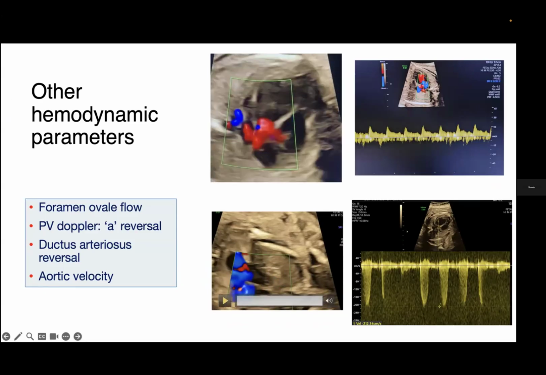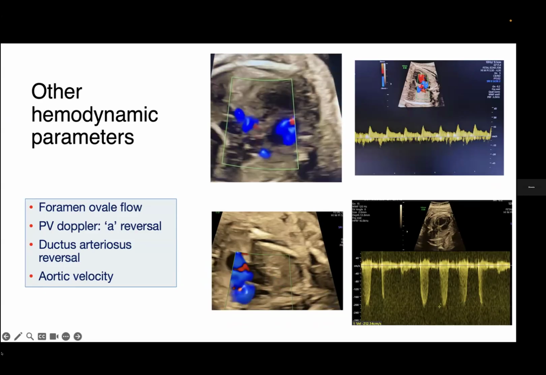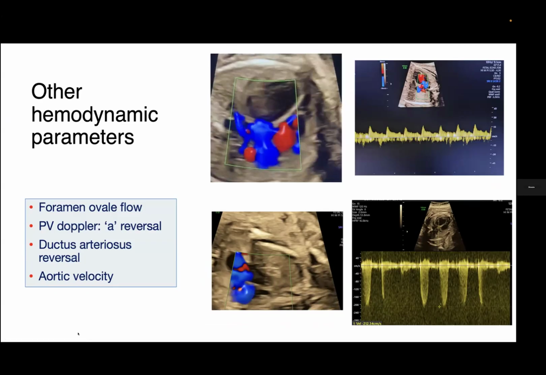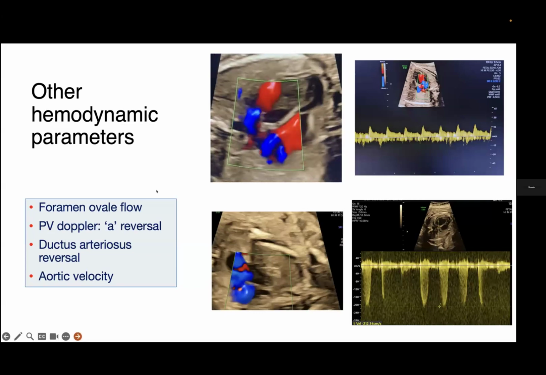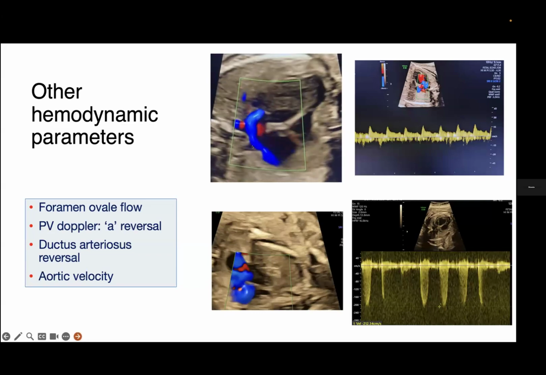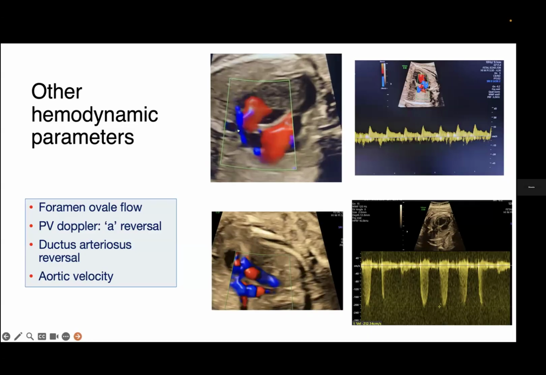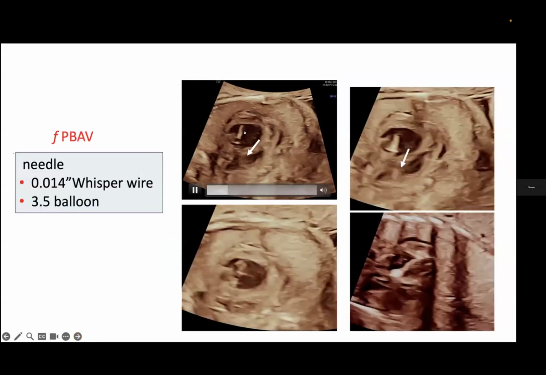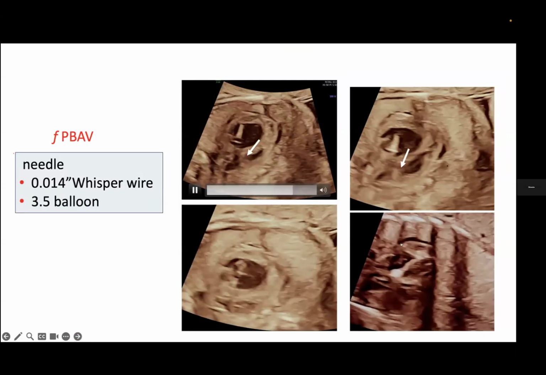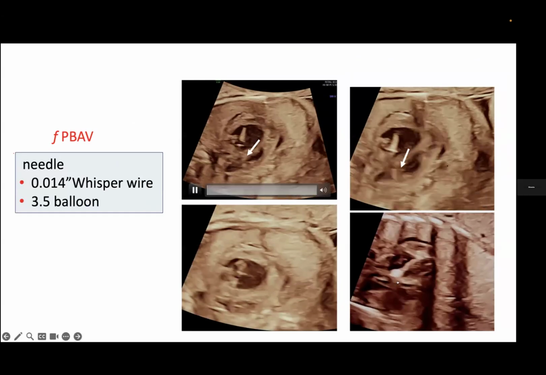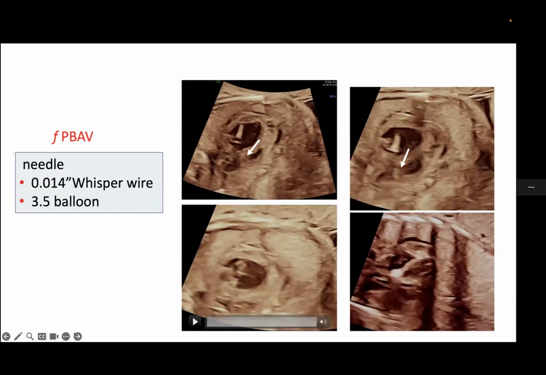Again, this is a case where if it is not treated, there would be left ventricular dysfunction, progressive mitral regurgitation, and it may develop hydrops due to mitral regurgitation, and therefore the fetal aortic valvotomy is warranted here. So initially we went ahead with the needles that we had earlier, and we passed the coronary wire and a 3.5 balloon, and the procedure was successful.